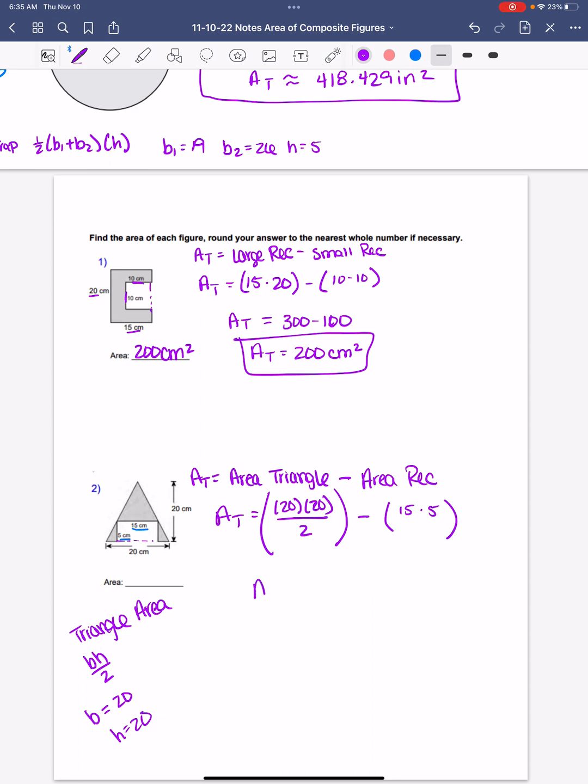And then you're going to find the area total. This is going to get you 200 minus 75. Area total is going to be 125 centimeters squared.